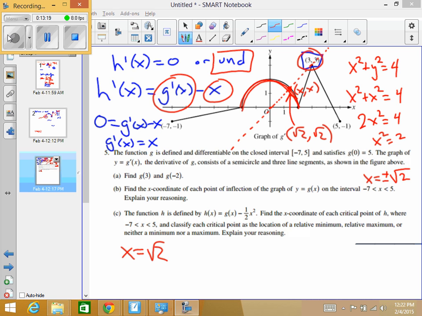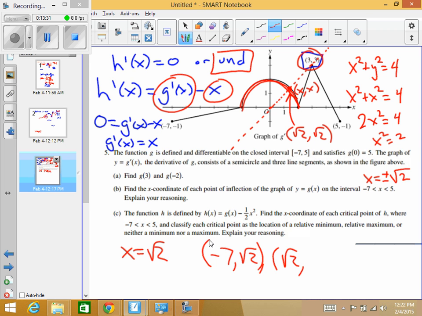If we look at some intervals surrounding square root of 2, like negative 7 to square root of 2, comma, square root of 2 all the way up to 3, and then 3, 2, where do we stop? 5.